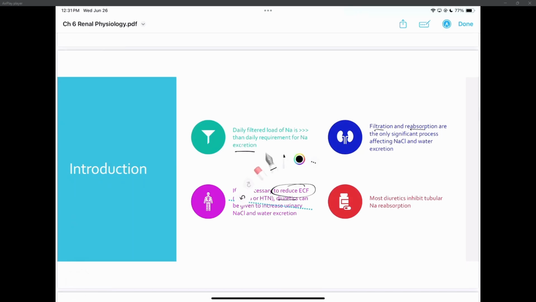Let me just change this. I don't know why it's doing that. Okay.